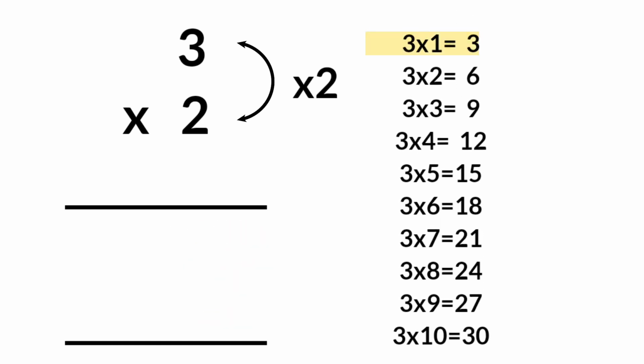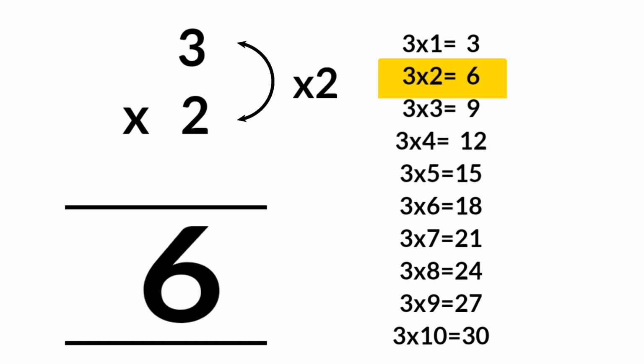of 3: 3 ones are 3, 3 twos are 6. So 3 multiplied by 2 is equal to 6. 6 is the correct answer.